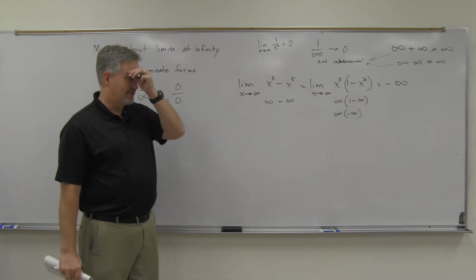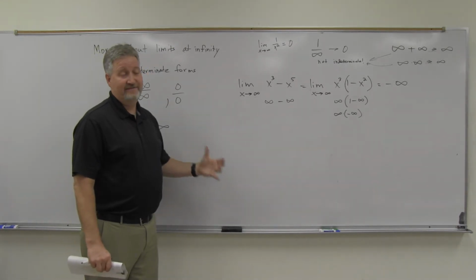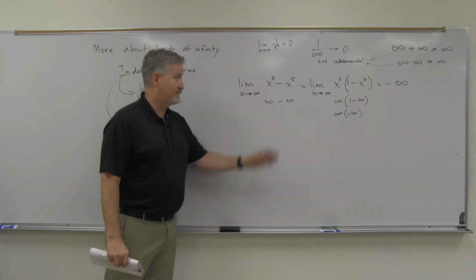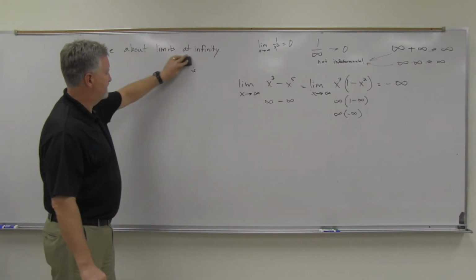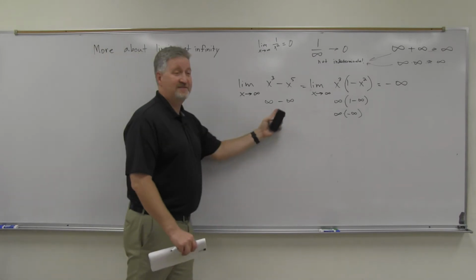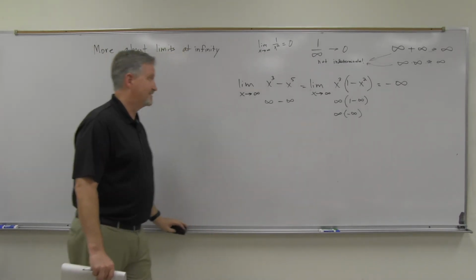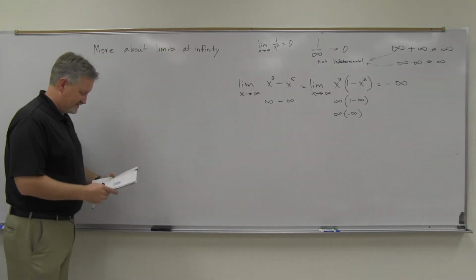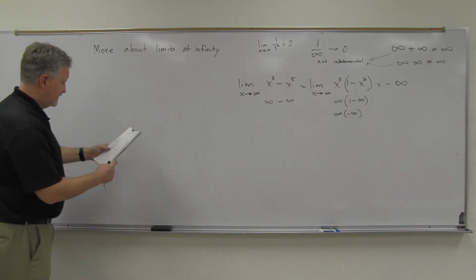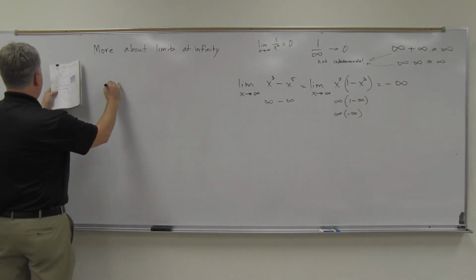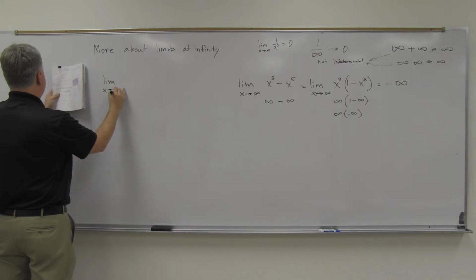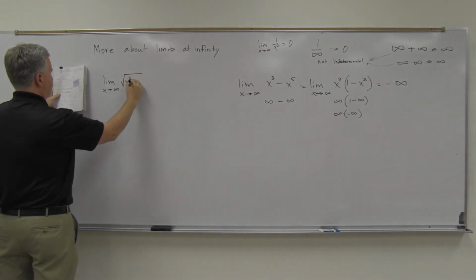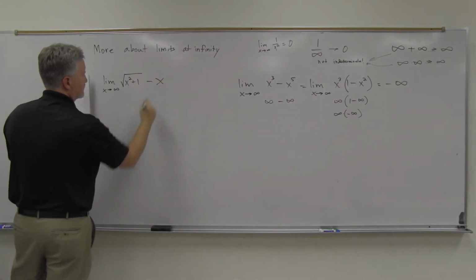Because the next one I'm going to show you is not negative infinity. It can be, like I said, just about anything, just like the other indeterminate forms. So here's the last one I'm going to show you. What if I had the limit as x goes to infinity of the square root of x squared plus 1 minus x?